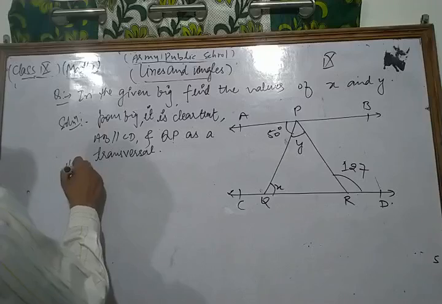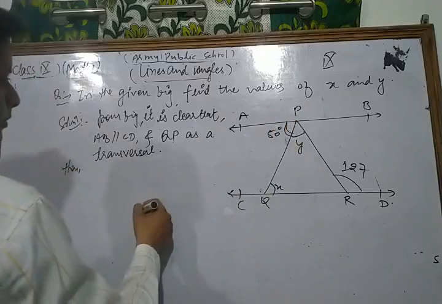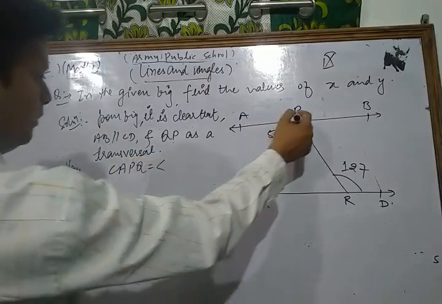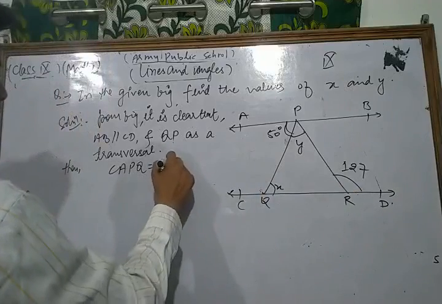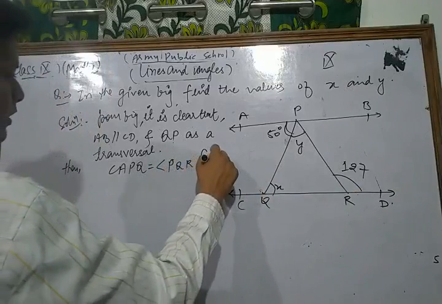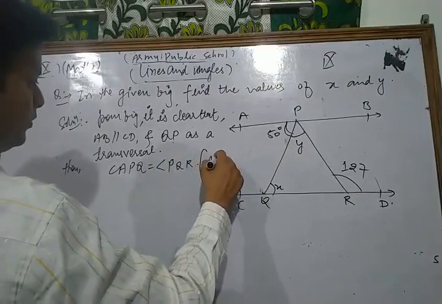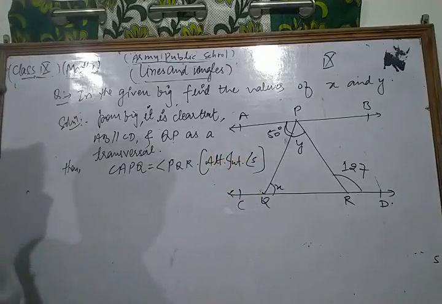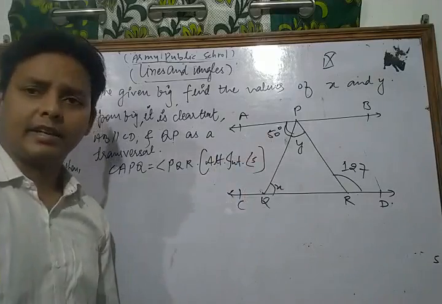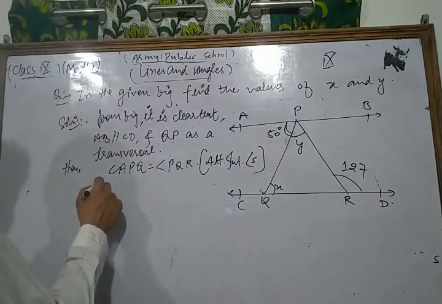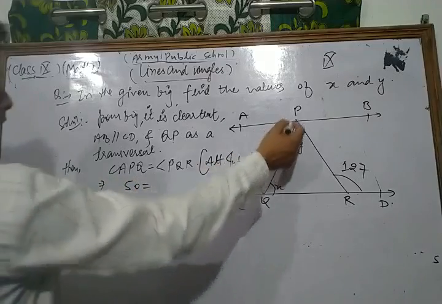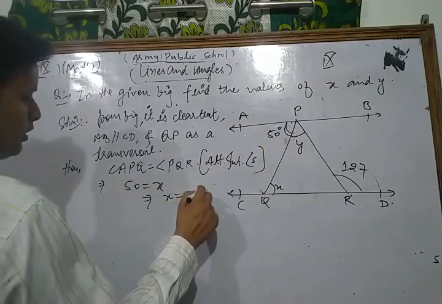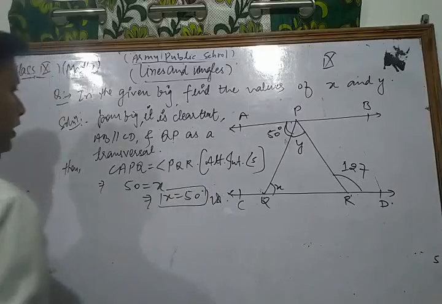Then angle APQ is equal to angle PQR, because these are alternate interior angles. So here angle APQ is 50 and angle PQR is x. So the value of x is 50 degrees. This is the first answer.